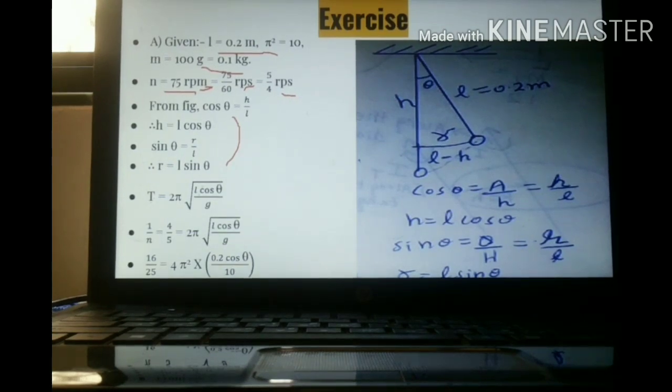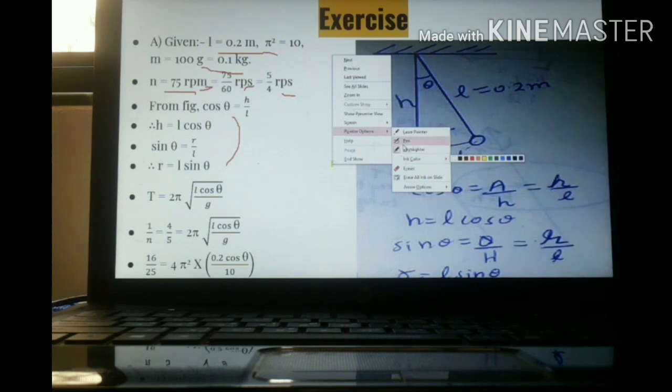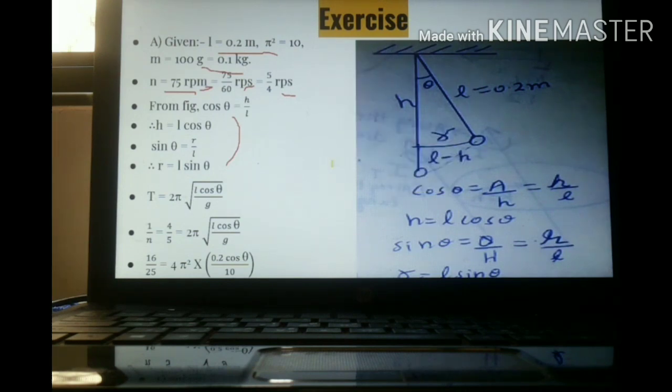What do we have to find out here? We have to find out the value of cos theta. So what will we be doing? For the time period, we will be using this formula: T is equal to 2 pi root L cos theta upon g. But we do not know the time period.